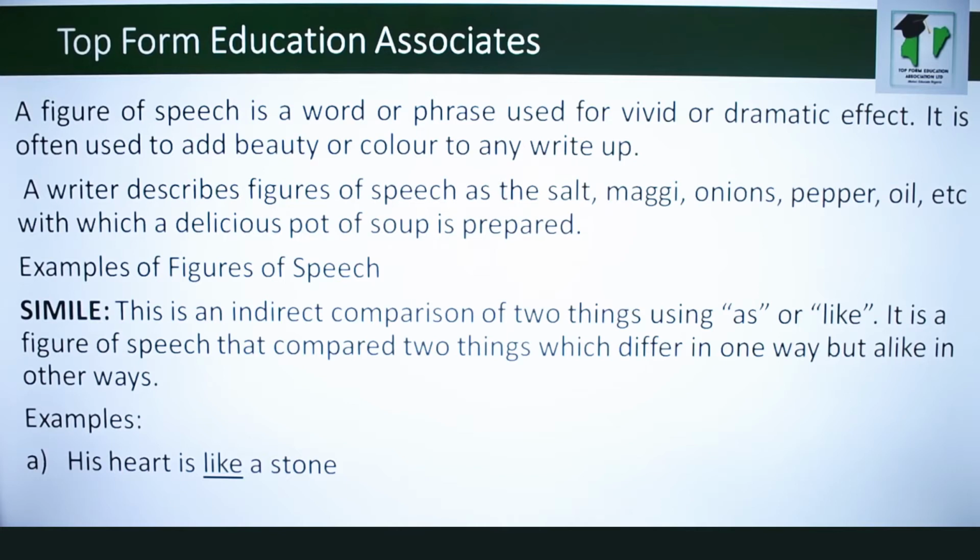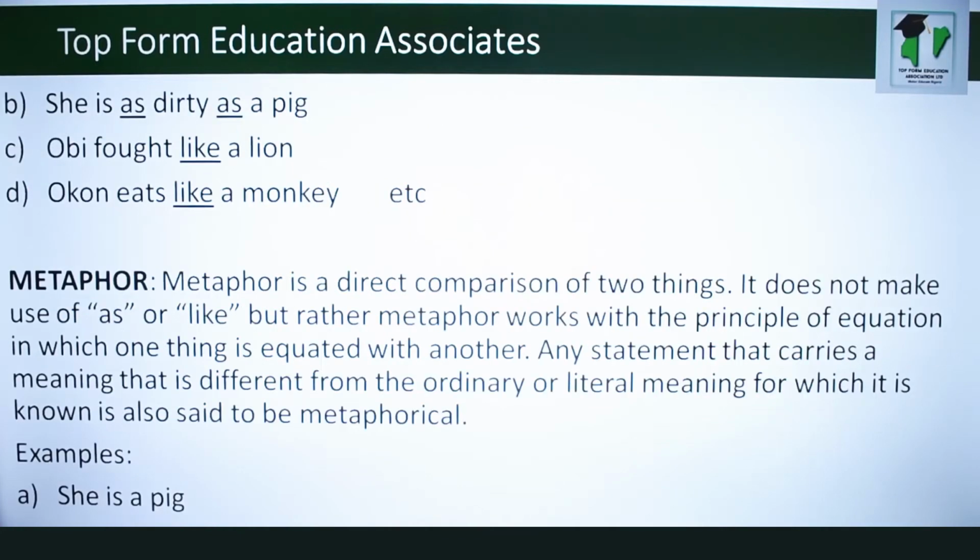So the word there that tells us that this expression is a simile is what? The word like. The heart is like a stone. Okay, example B. She is as dirty as a pig. You see the comparison, direct comparison. She is as dirty as a pig. So they are comparing whoever that is, she here, to what? A pig.